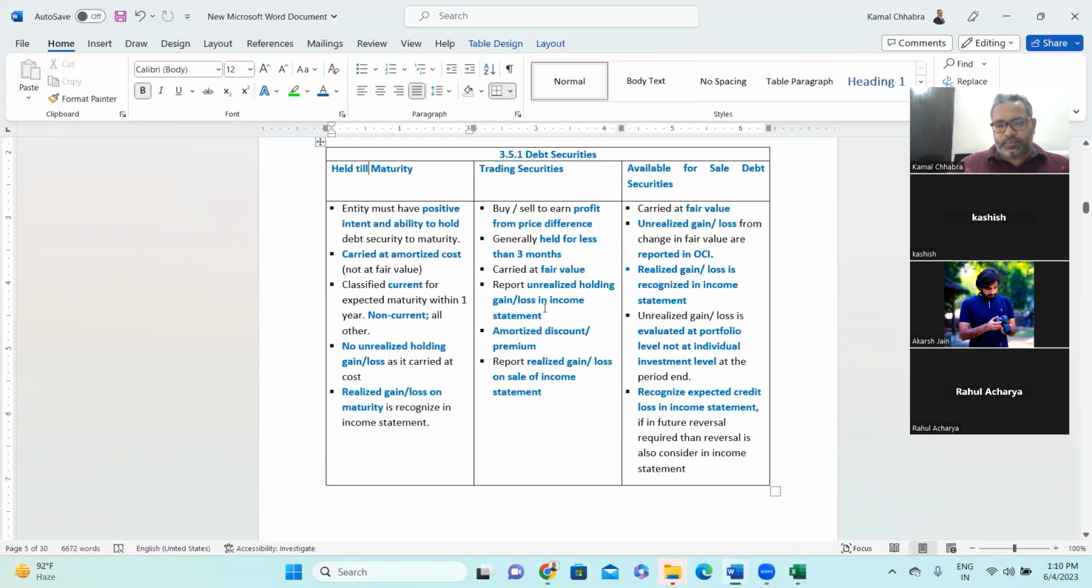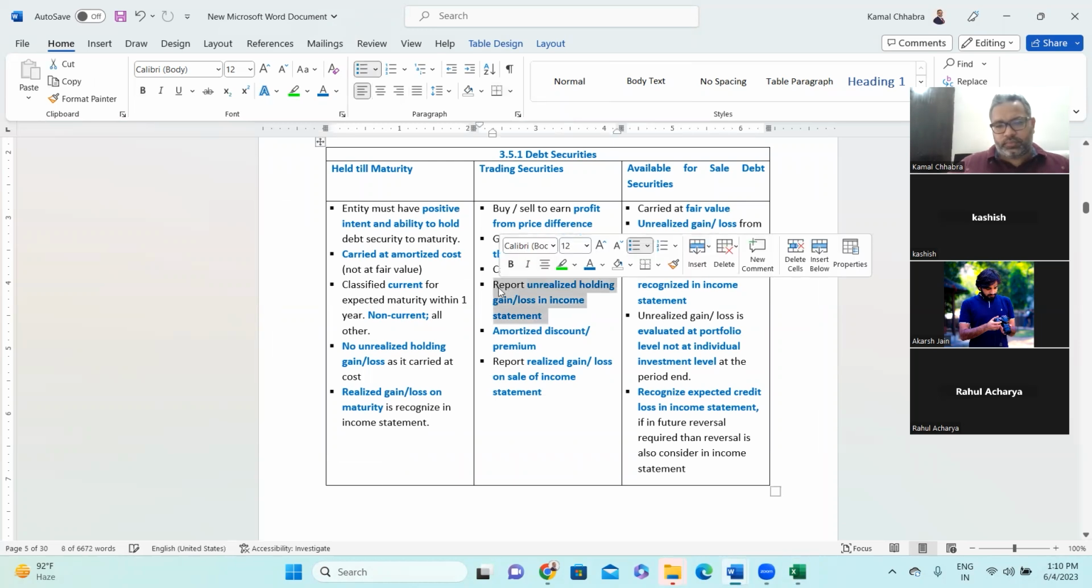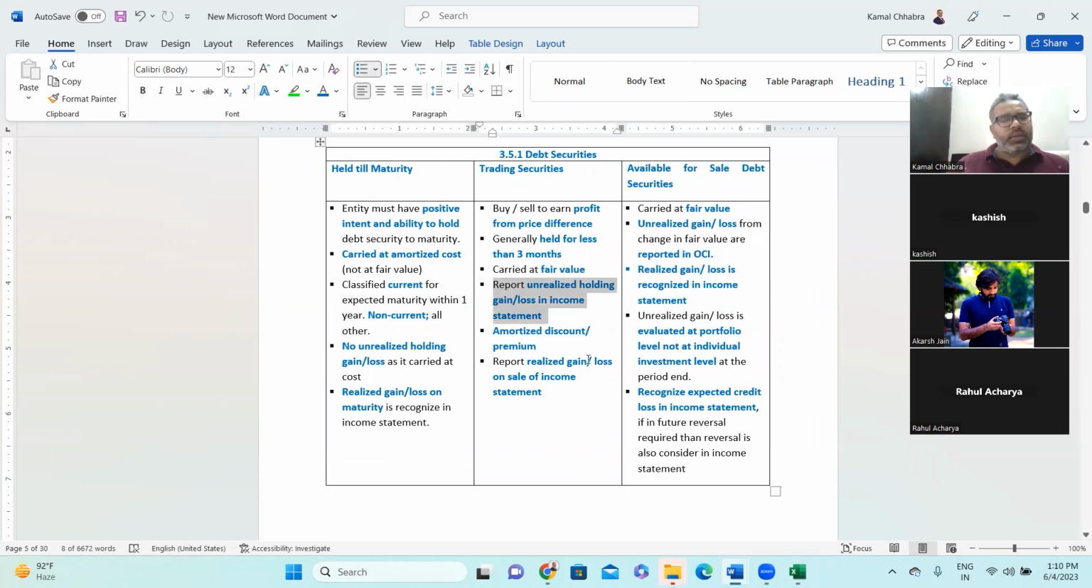Sir, if the person is doing it for extra income, then it will come into other comprehensive income, right? Say that again. If its main business is something else, not intraday, but he is doing some intraday trading as a part time, not full time, whereas a daily stock broker trades on a daily basis.